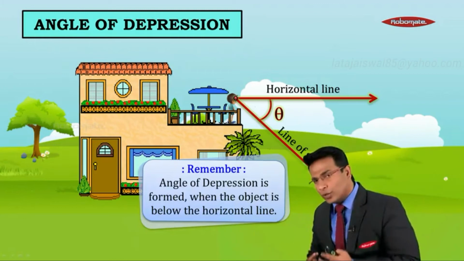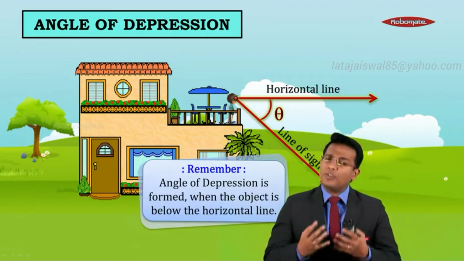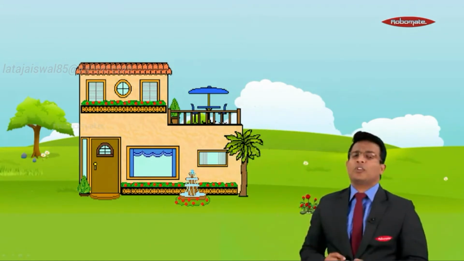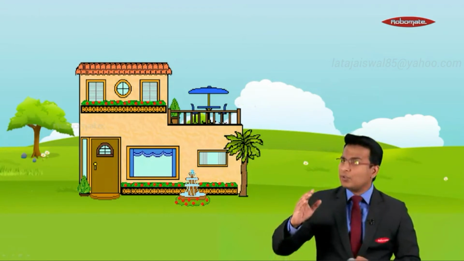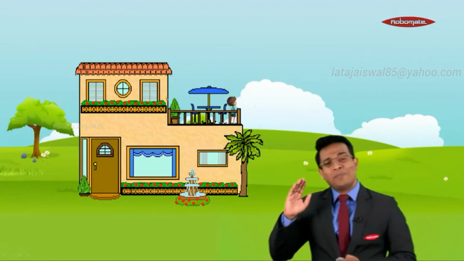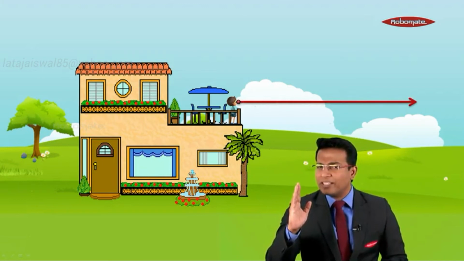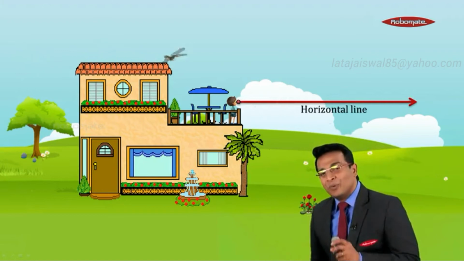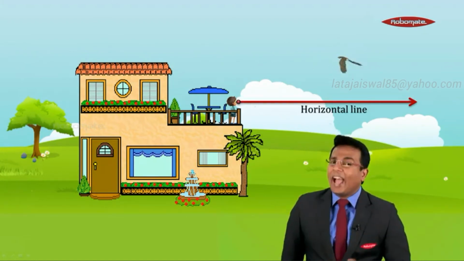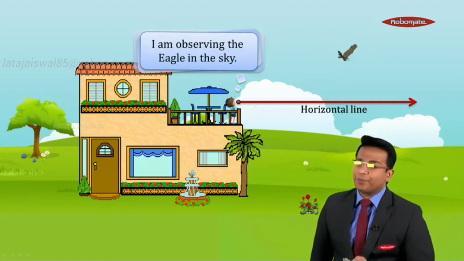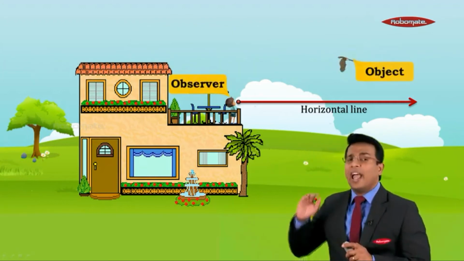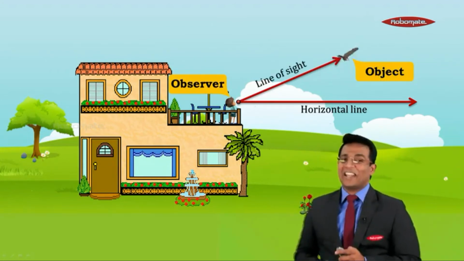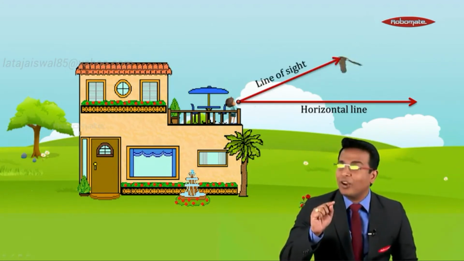So we have understood what is a horizontal line, we have understood what is angle of elevation, we have also understood what is angle of depression. Now let's revise all those 4 terms together. Again, we have our friend Raj, the observer. The moment you have an observer, the first thing is the horizontal line parallel to the ground. Now, there's a beautiful bird, an eagle flying in, and Raj is observing that eagle in the sky. So Raj is the observer and that eagle is the object. The line connecting them is the line of sight, and the angle formed here is the angle of elevation.